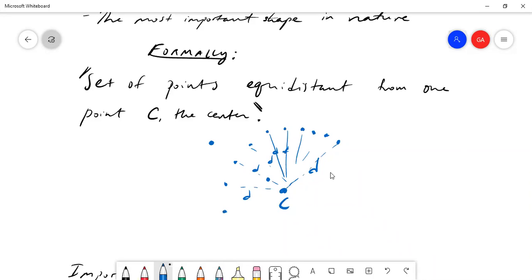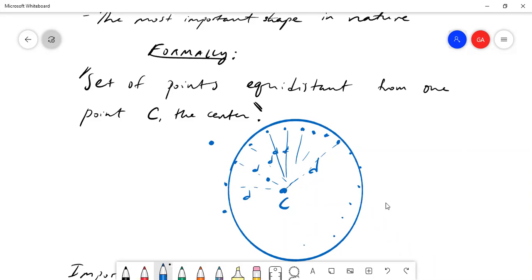So basically, yeah, all of the points that are equidistant from a center C defines a circle. And so this is a bad circle. Anyway, my points didn't fit the circle, but you get the point. No pun intended.